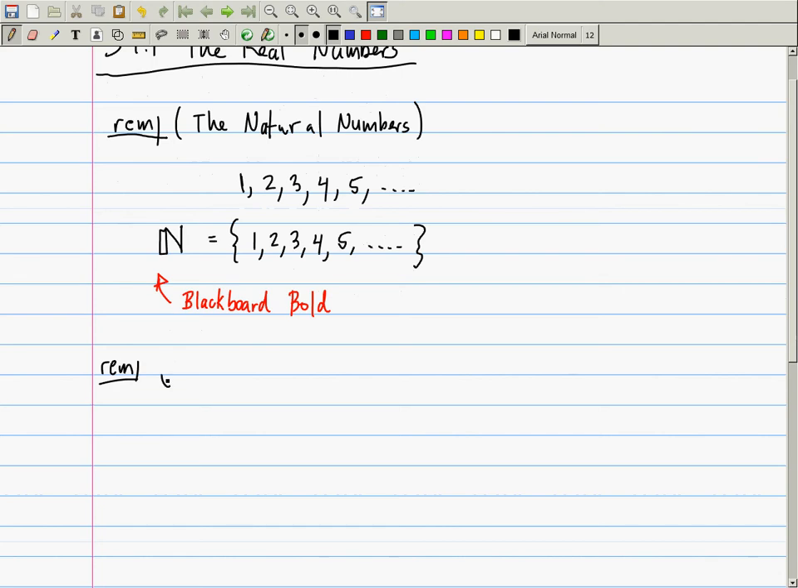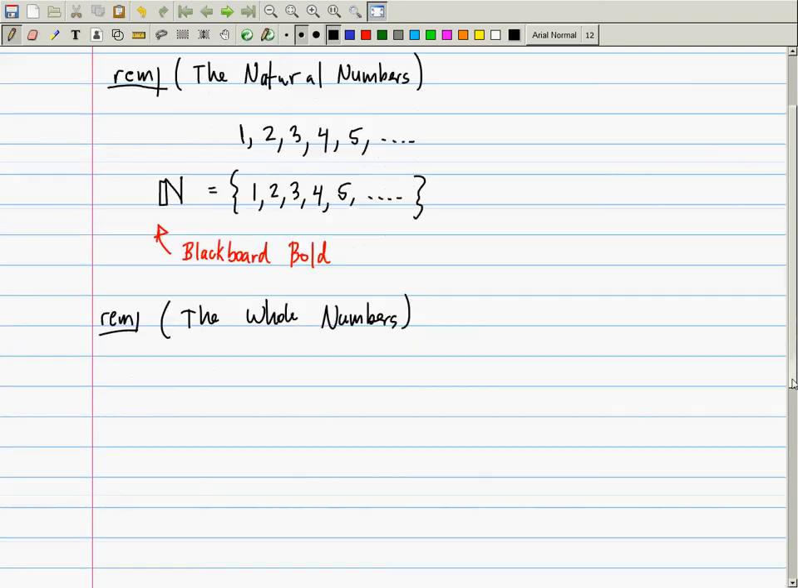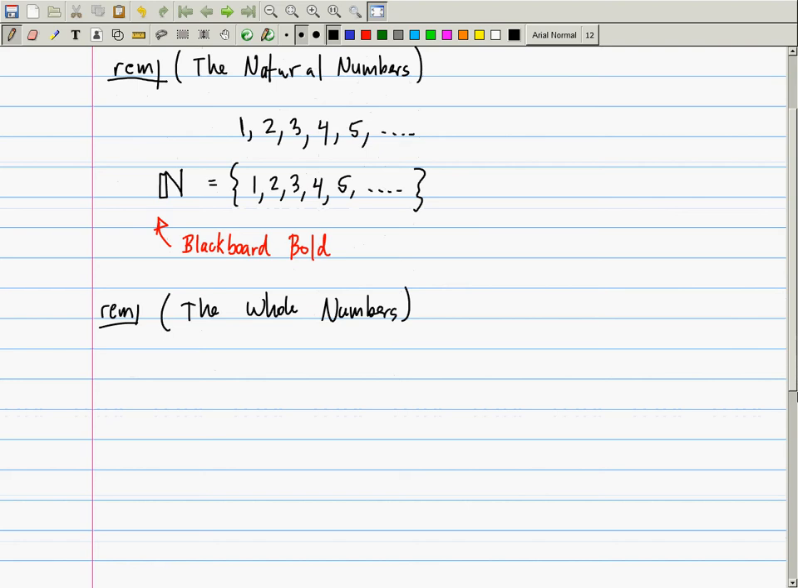Okay, so there's another set of numbers that you need to know, the whole numbers. So then, what are whole numbers? They're just the same as the natural numbers, except now we don't start at 1, we start at 0. So the natural numbers are this set, 0, 1, 2, 3, 4, etc. So a W, and then you make a little box so that it looks bold.